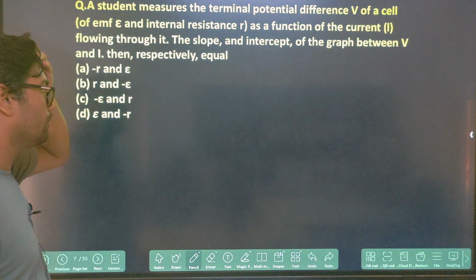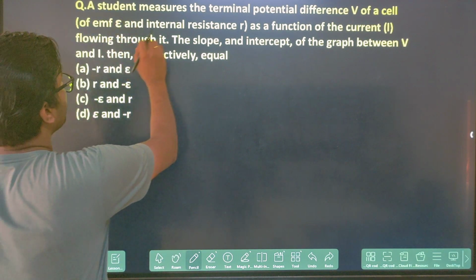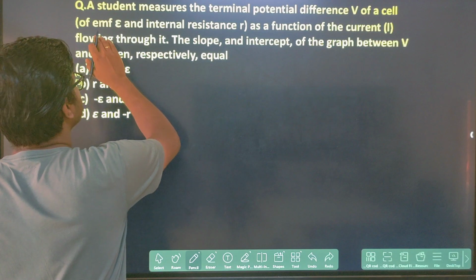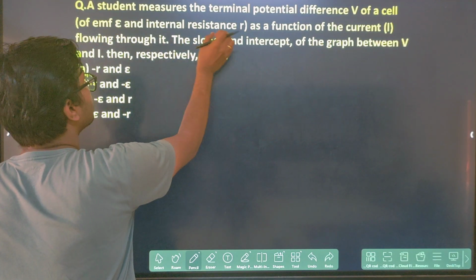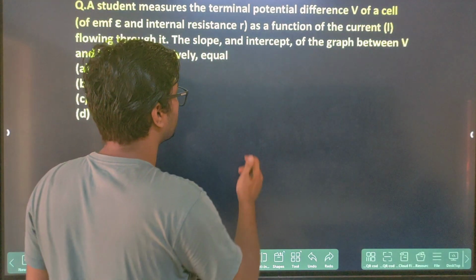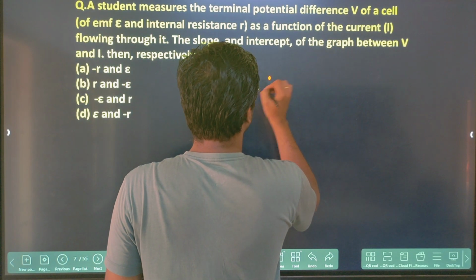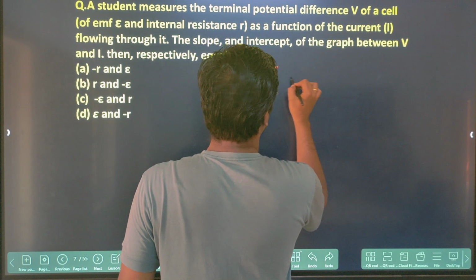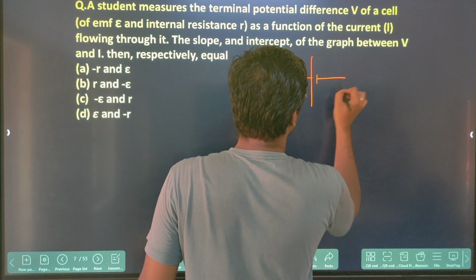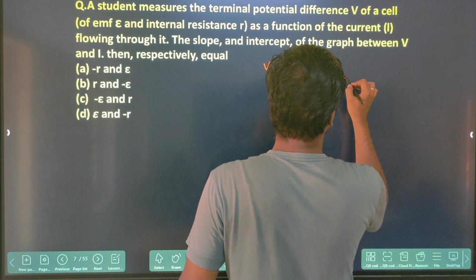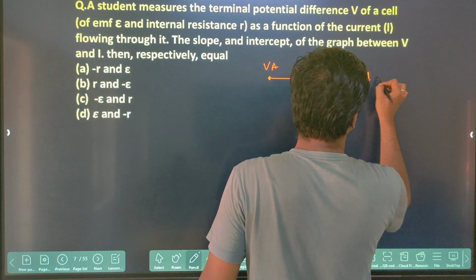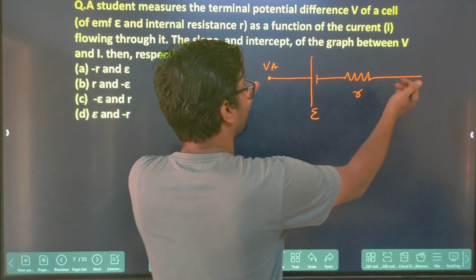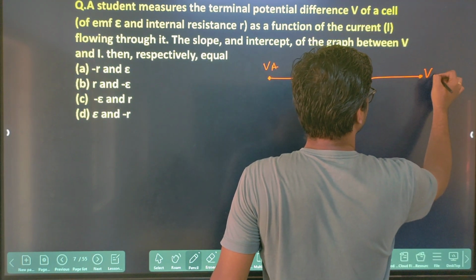Now do this question. What are they saying? A student measures the terminal potential difference V of a cell of EMF E and internal resistance r. So you know how to represent a cell. This side, let's say VA, and this is your EMF, and there is an internal resistance of the cell that is small r. This full thing is a battery, and this side is VB.